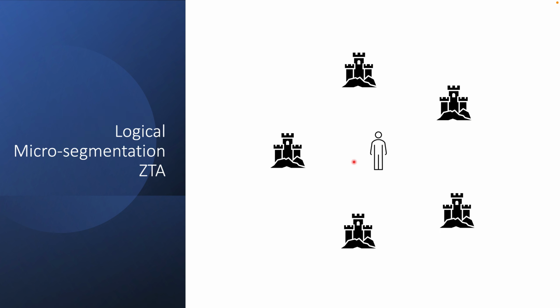And the next approach is the logical micro-segmentation Zero Trust architecture. We talked about this one in the last video. This one implements a Zero Trust architecture based on placing individual or groups of resources on a unique network segment protected by a gateway security component. It's like, don't put all your eggs in one basket.